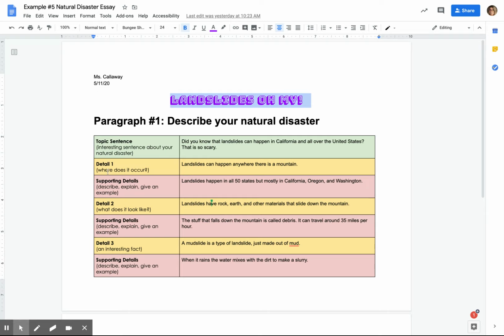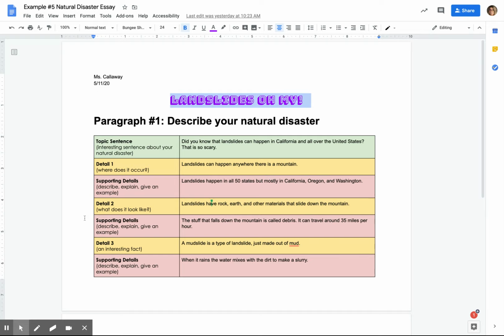Now in detail 1, you're going to answer where does it occur. Landslides can happen anywhere there's a mountain. Now with my supporting detail, I'm going to explain a little bit more about that. I'm going to describe, explain, or give an example. Landslides happen in all 50 states, but mostly in California, Oregon, and Washington.